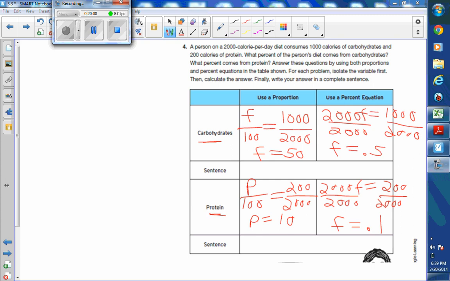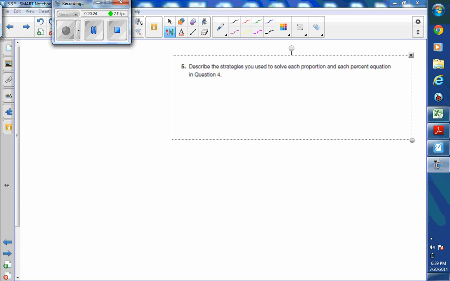And for protein, you should have gotten 10%. If you use the proportion, it'll be straight up 10, meaning percent, because you're using a fraction, or 0.1 or 0.10 if you did the percent equation. And so protein would make up 10% of the person's diet. Number 5, I'm going to let you answer that on your own. You just need to explain how you solved each proportion and how you solved each equation.